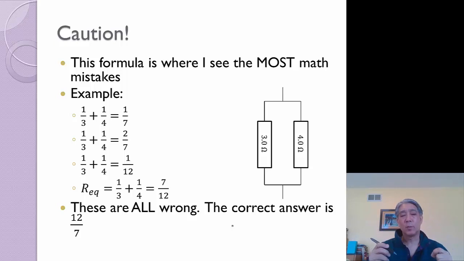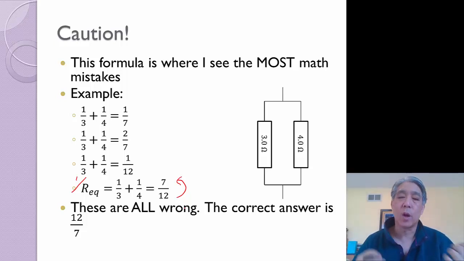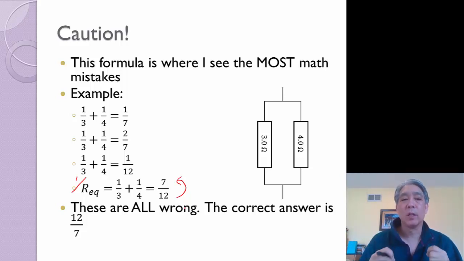Okay, the right formula says 1 over the equivalent resistance. So it really should have said 1 over that. So at the end, you need to remember to flip your answer. So it's not 7 over 12, it's 12 over 7, and that's the correct answer. Okay, so a lot of you will make these math mistakes. I'm sure I probably made them myself, which is why I hate fractions as much as I do. Just slow down a little and double check your answer.